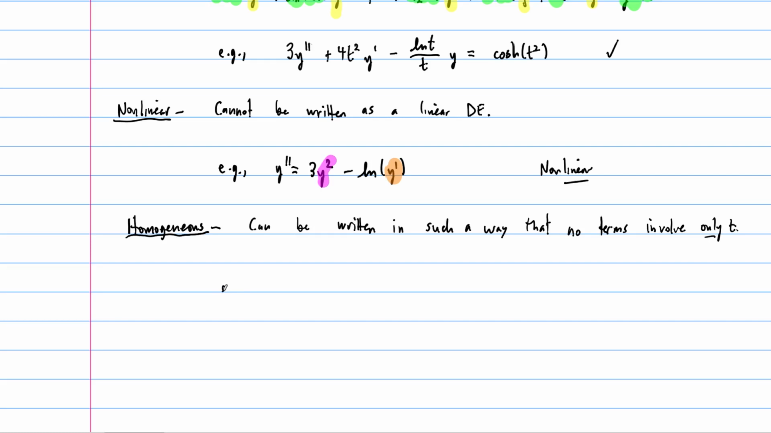Okay, it's kind of a hand-wavy definition, but we'll see exactly what this means as we move forward. But some typical examples are something like, say, y double prime minus 14y prime plus 6y equals 0. Notice there's no t's anywhere here, right? But so that's definitely homogeneous.